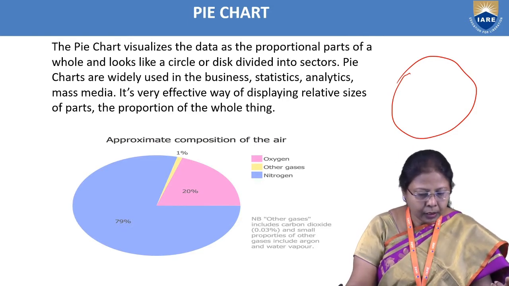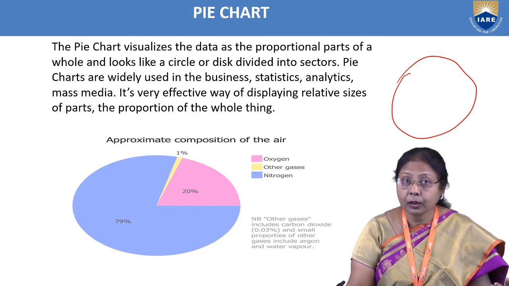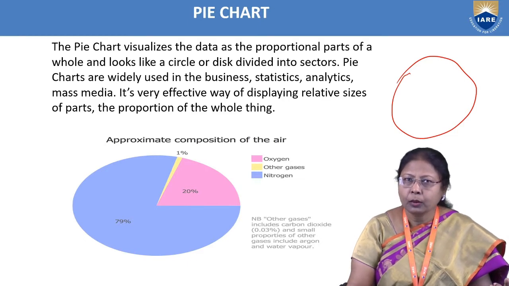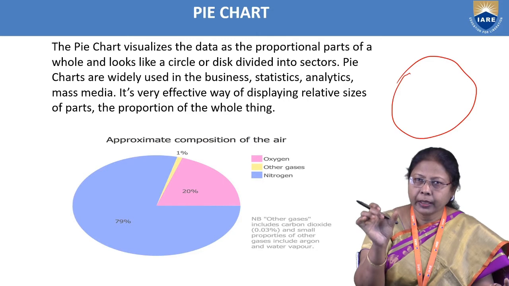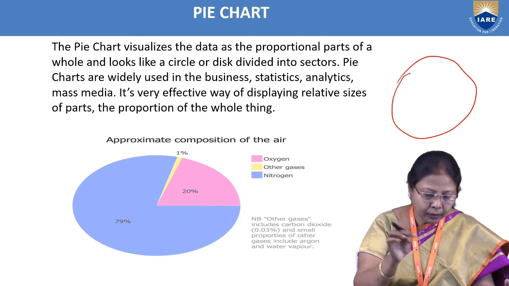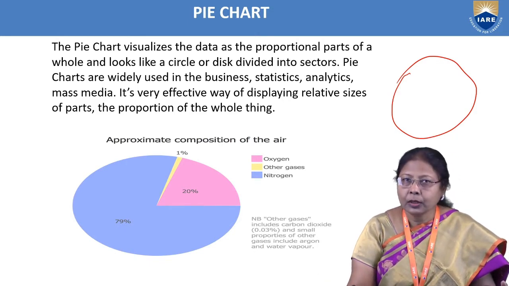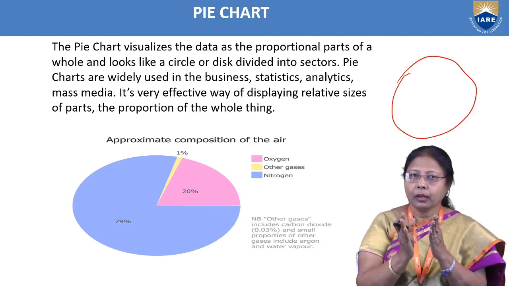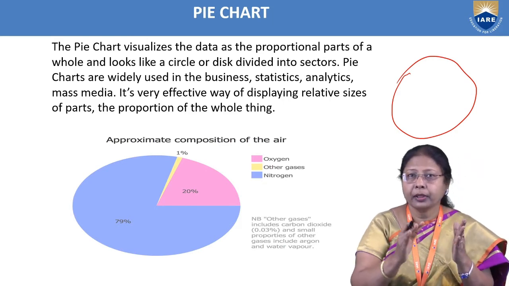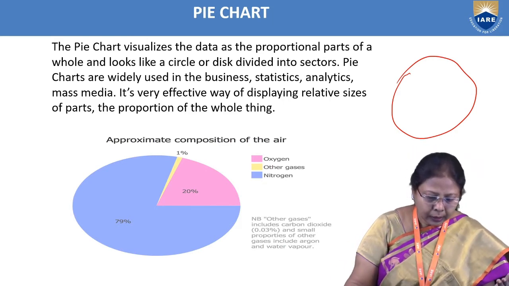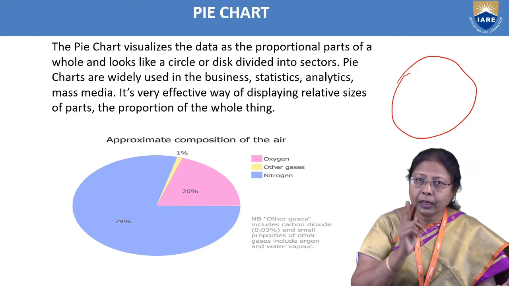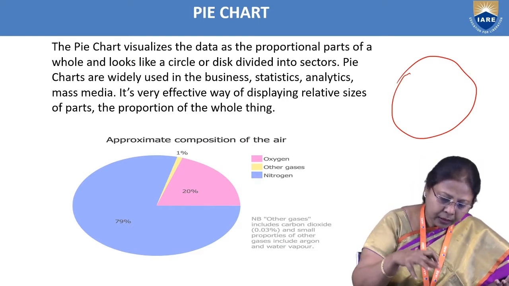So here you see in this slide I have given a pie chart also, with the approximate composition of air. Oxygen I kept in a pink color, other gases I have given in a yellow color, and nitrogen I have given in a purple color. I have divided the circle in such a way that nitrogen, which has 79%, is kept in the larger part in purple color, then 20% is oxygen, in pink color, and 1% other gases.